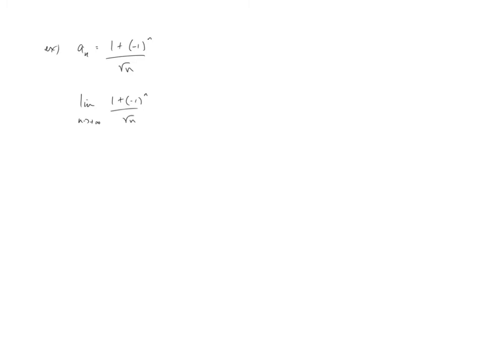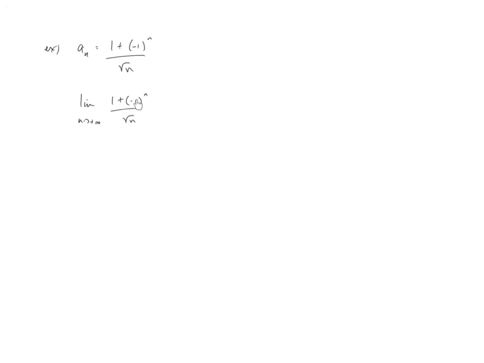Now, a couple things to pay real close attention to here. You can see that this part of the sequence right here is by itself an alternator. This is only going to change from 1 to negative 1 based upon n being even or odd. So if we really think about this, if n is an odd number like 1 or 3 or 5, then this numerator goes to 0. If n is an even number like 2 or 4 or 6, then this goes to 2.